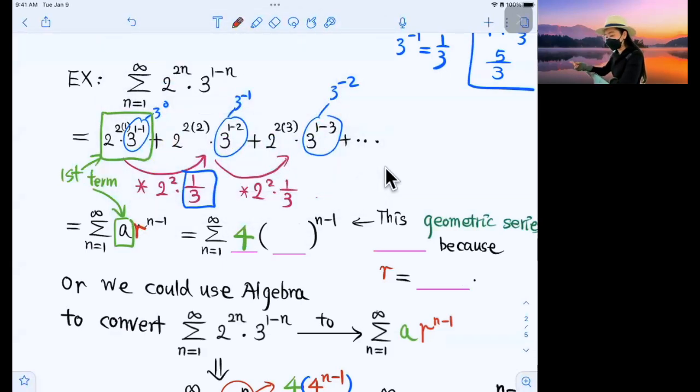4 over 3. Yes, you got it. 4 over 3. Good job. Okay. All right. It is indeed a geometric series, right? Okay. With this common ratio.